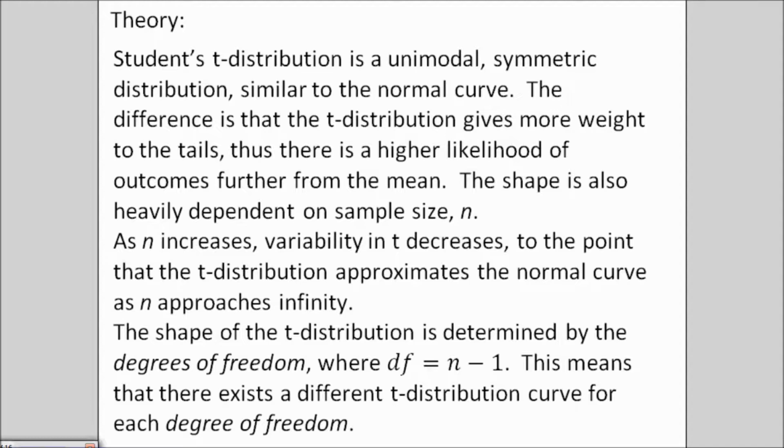So we have to use what's called the student's t-distribution, which is also unimodal and symmetric, but it'll give more weight to the tails. And it also is highly dependent on sample size. There will actually be a different t-distribution determined by what's called the degrees of freedom, which is the sample size minus 1. So we're going to start using the t-table to see how these procedures go through. You'll still notice a fair bit of similarities.